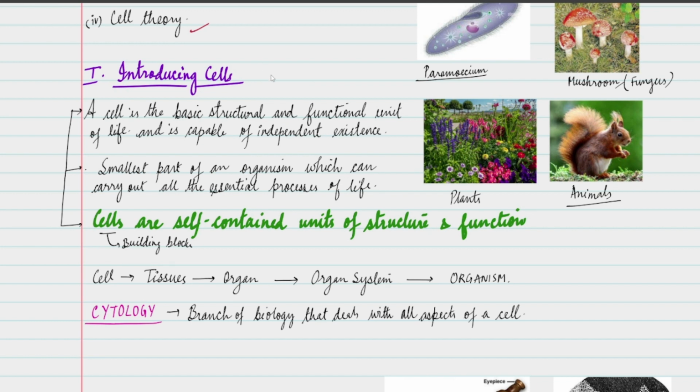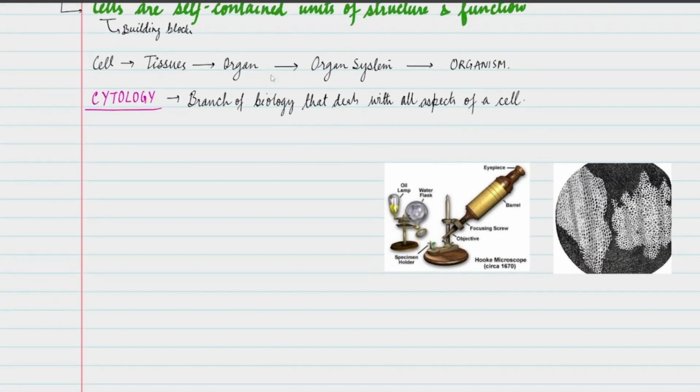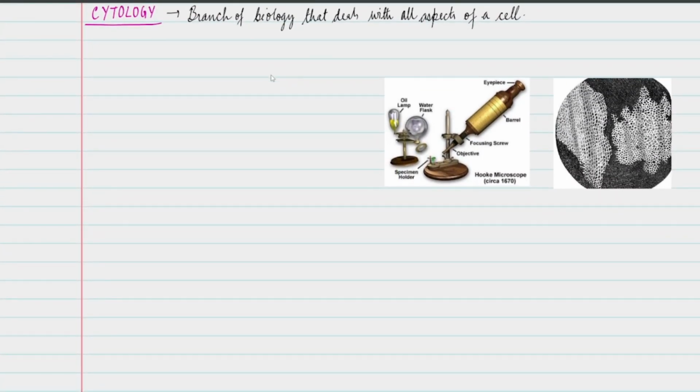Now let's understand about their discovery. It's very important to learn about the people who have contributed to the discovery of cells. So the second heading would be discovery of cells. In the discovery of cells, the first name that comes to our mind is Robert Hooke.